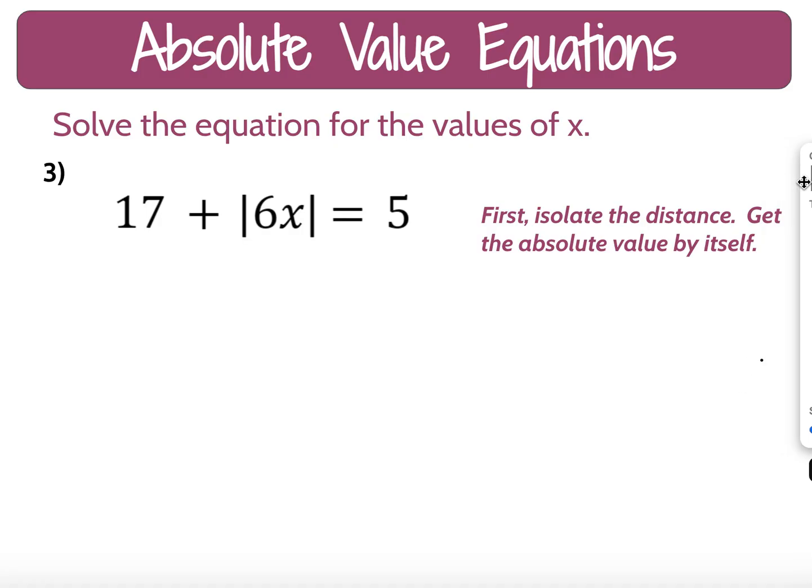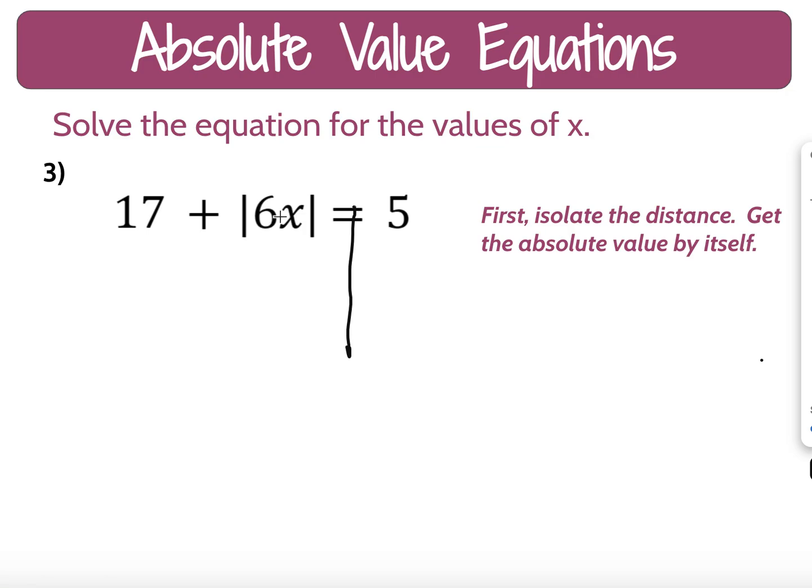Here's number 3. You'll see here it says 17 plus the absolute value of 6 times a number is equal to 5. Well, you could sit here and guess and check, and guessing and checking works. The only problem is sometimes it's not a whole number. So let's algebraically solve it. Let's first get the distance by itself. So we're going to isolate this just like an equation.